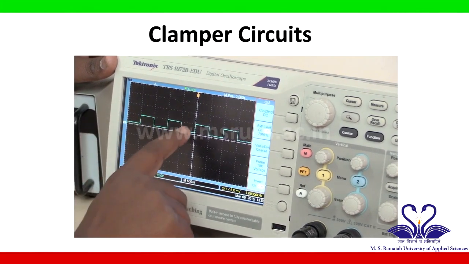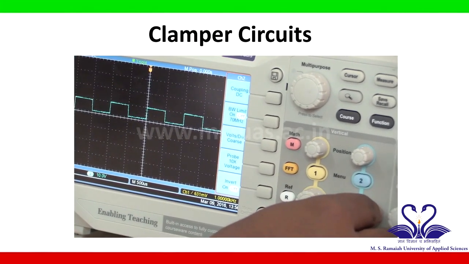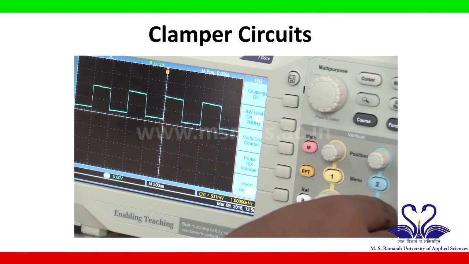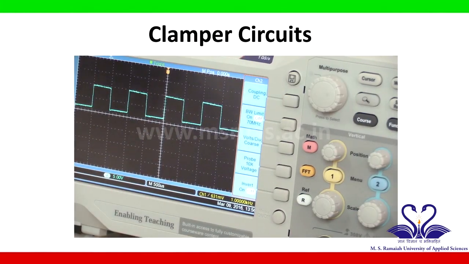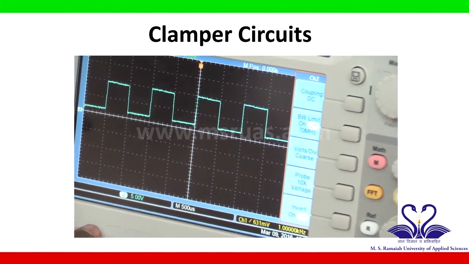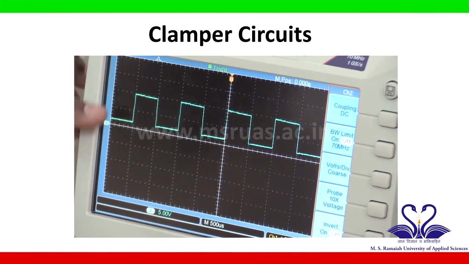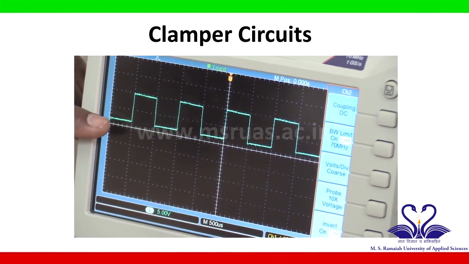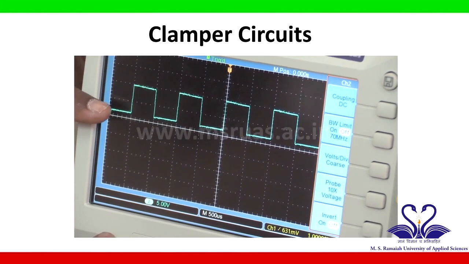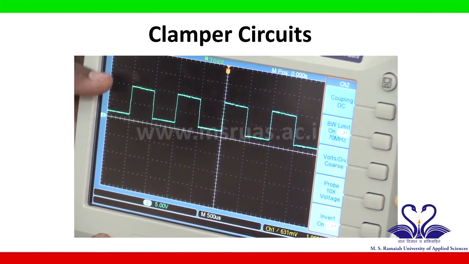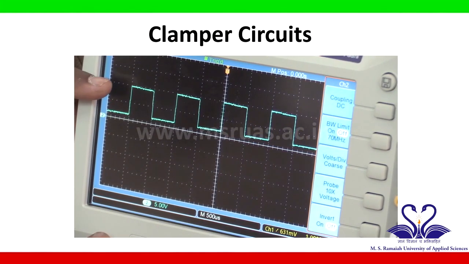So this is the output waveform. I will zoom it so that I can clearly observe the clamping level. And if you see this output waveform, this waveform exists only above the reference line, that is, it exists only in the positive region. So this is called a positive clamper output.